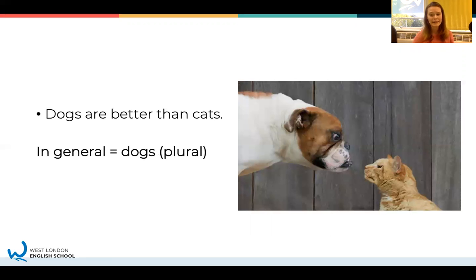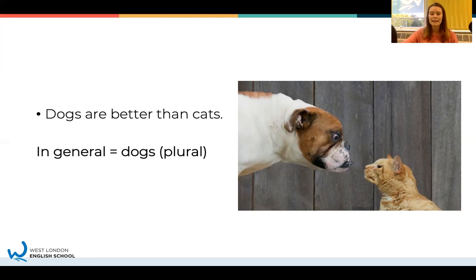And then finally, we can see here, dogs are better than cats. Now, in some languages, we would maybe say the dogs are better than the cats, if you translate it. In English, we don't do this. If you are speaking in general, we use plurals. Dogs are better than cats. For example, if I say, I like coffee, I don't say the coffee. It's not specific coffee. It means like all the coffee in the world. Just in general, I like coffee.